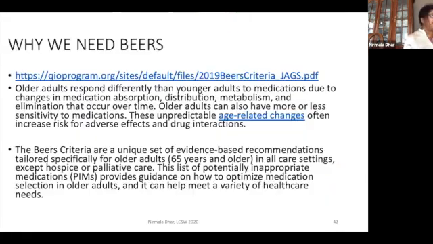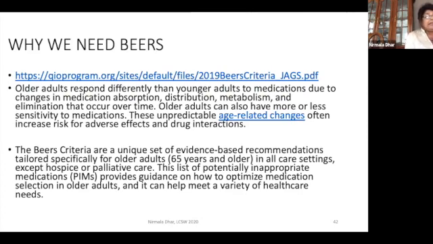Next slide. So that is why we need the Beers criteria. I have the site here where you can go and download the latest version of the Beers criteria, which is 2019. Beers is essentially the name of the physician who created this list of medications, and they have been stratified by risk in terms of use with older adults.